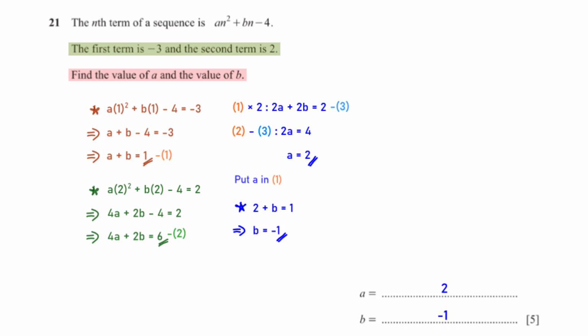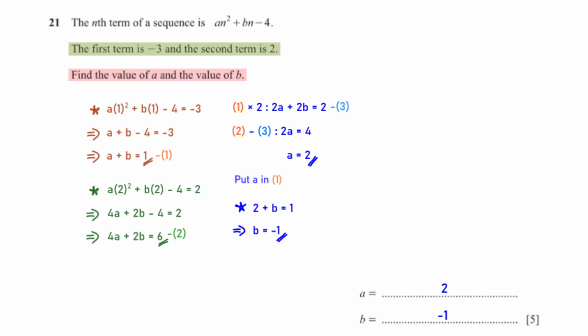We want to eliminate b, so we multiply equation 1 by 2. This gives us 2a plus 2b equals 2, which we've labeled as equation 3. So now we can eliminate b by subtracting equation 3 from equation 2. This gives us 2a equals 4. When we divide both sides by 2, we get a equals 2.